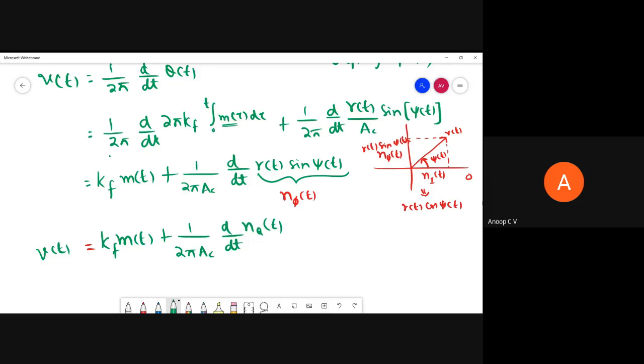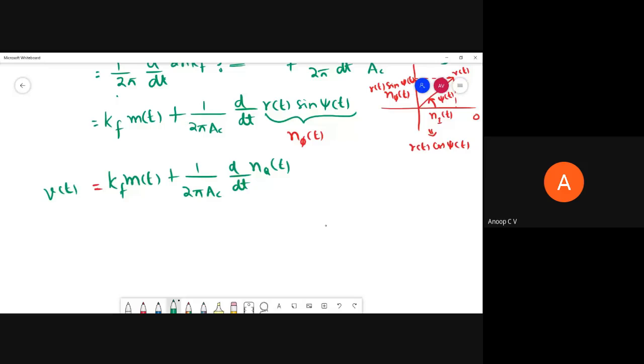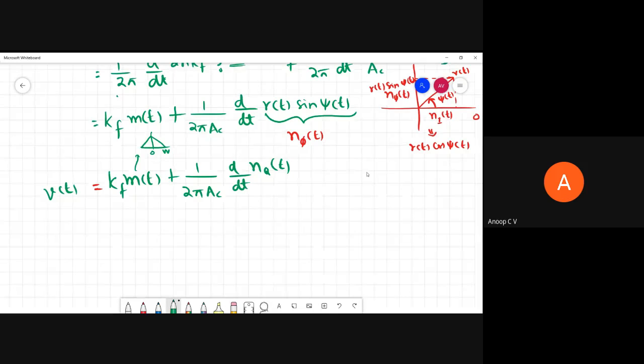This v of t, if we pass it through a low pass filter, which will allow only up to the maximum frequency content of m of t. If you remember, this m of t has a spectrum like this. It will allow from 0 to w. So we will pass this entire v of t through a low pass filter. That's what the system model says, right?